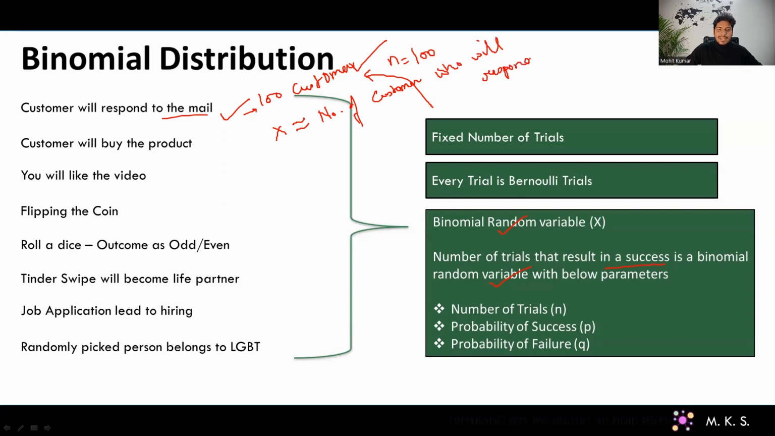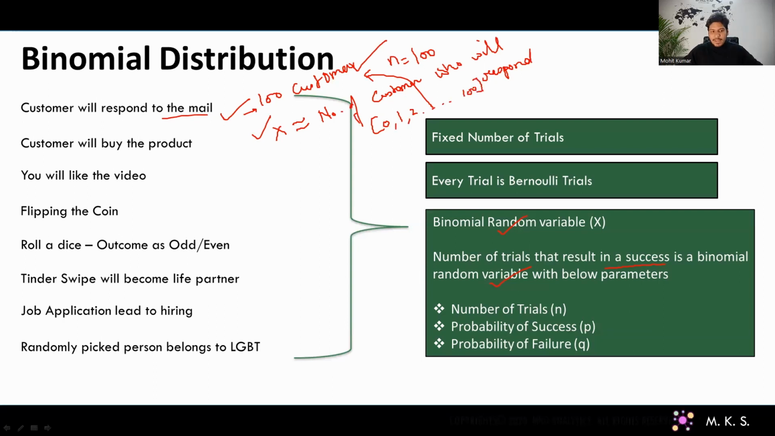Now that number can vary between 0 to 100, guys, right? 0, 1, 2, 3, 4. I hope you can understand. All these are the possible values of your binomial random variable x, right? So 0, 1, 2, and up to 100.